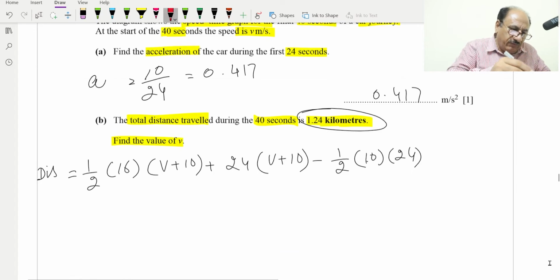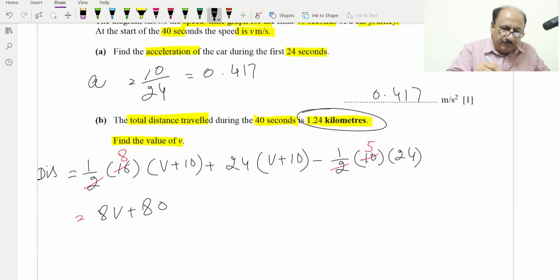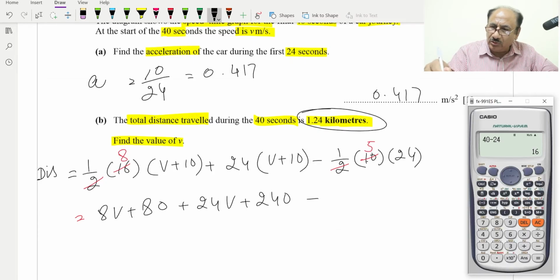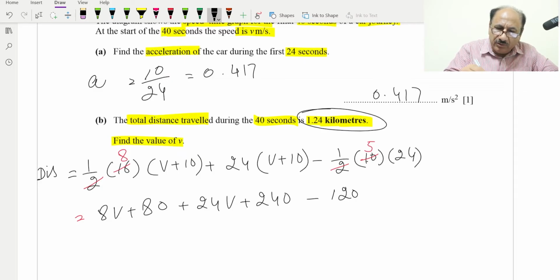Now we can simplify, this will be cancelled and 8, and this will be cancelled and this will be 5. Now we can simplify 8v, so we can write 8v plus 80, and this one we can write 24v plus 240, and minus this will be 5 into 24. 5 multiplied by 24 is equal to 120. So we can write here 120.